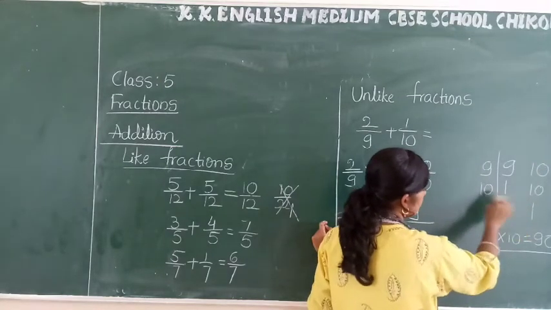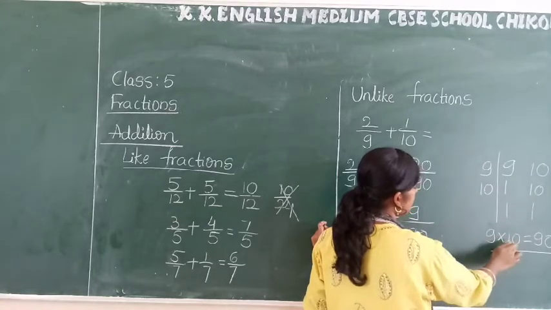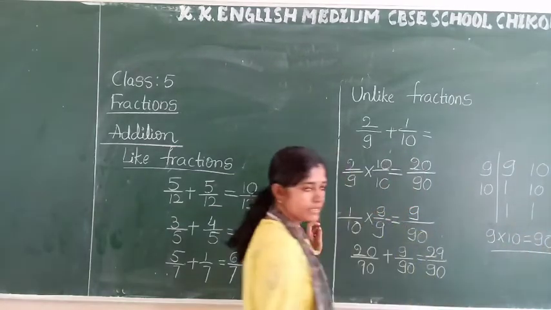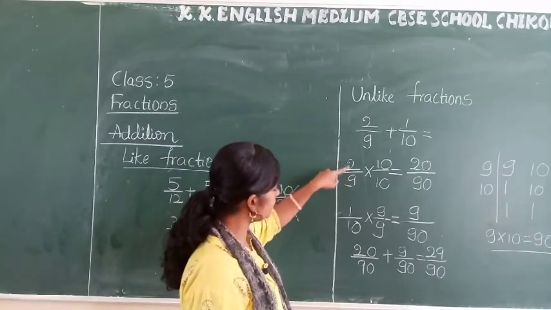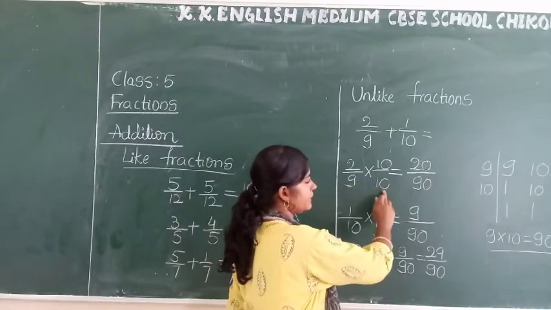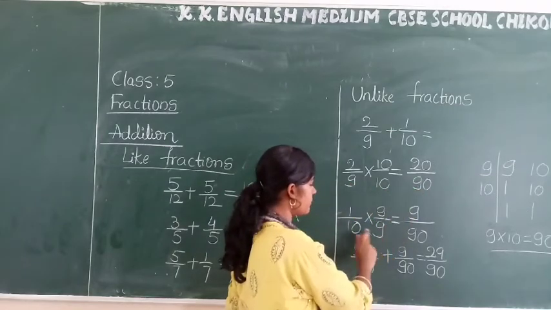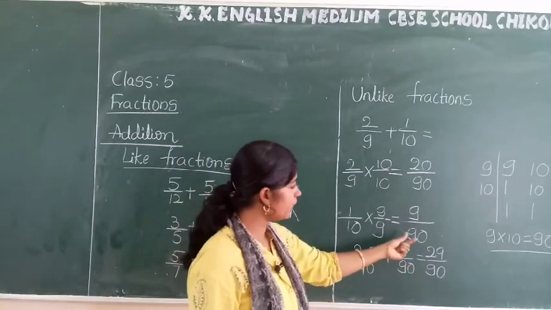10 ones are 10, and the LCM of 9 and 10 is 90. 9 tens are 90. Afterwards I wrote the same numbers here, 2 by 9 and 1 by 10. I took 10 here because 9 tens are 90, and I took 9 here because 10 nines are 90. You have to make the denominator 90.